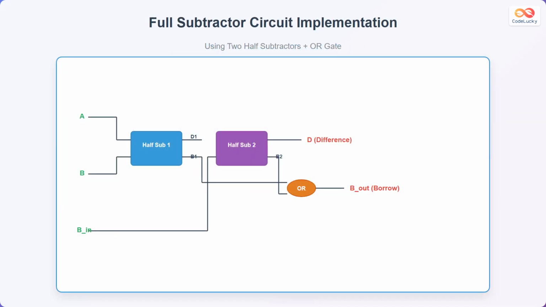Here is one way to implement a full subtractor circuit. A full subtractor can be implemented using 2 half subtractors and 1 OR gate. The inputs A and B are fed into the first half subtractor. The difference output from the first half subtractor and the B in input are fed into the second half subtractor. The difference output from the second half subtractor is the final difference output D. The borrow outputs from the 2 half subtractors are fed into an OR gate, and the output of the OR gate is the final borrow out B out.